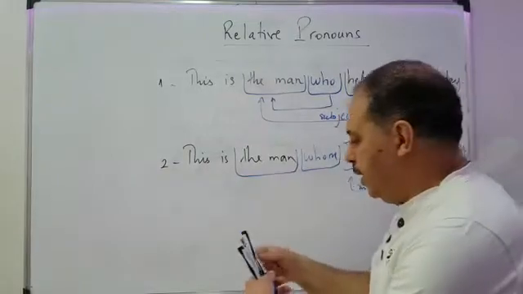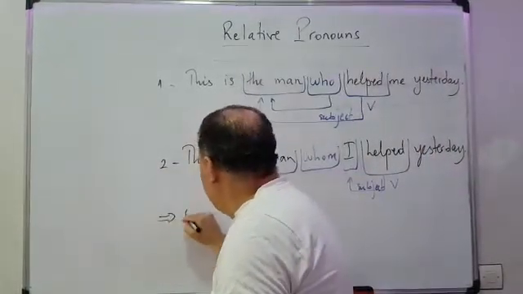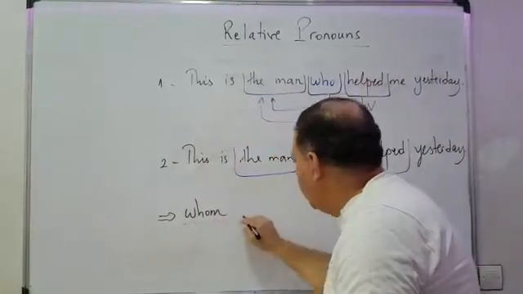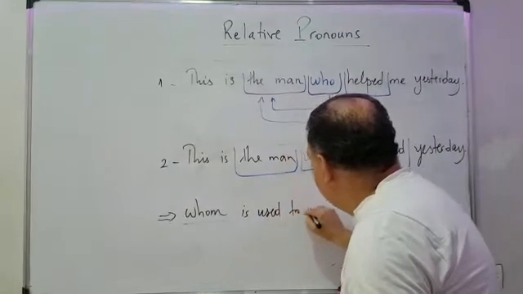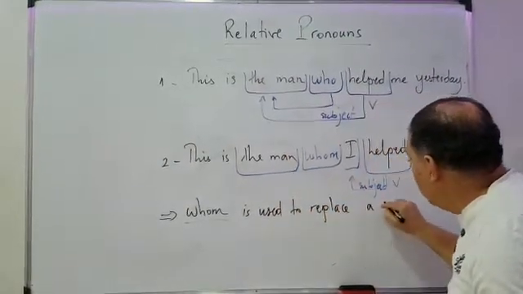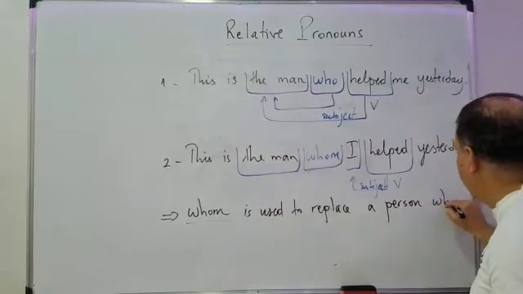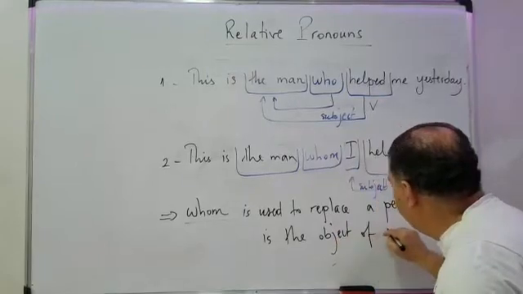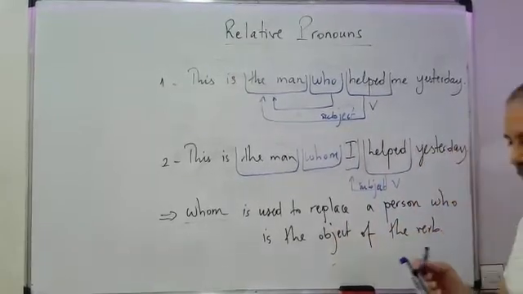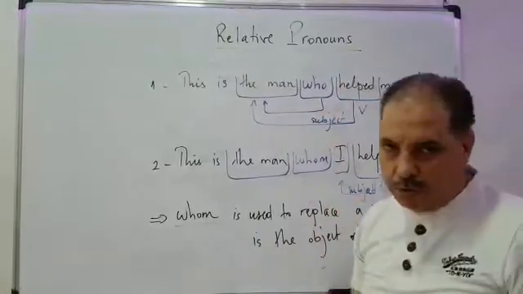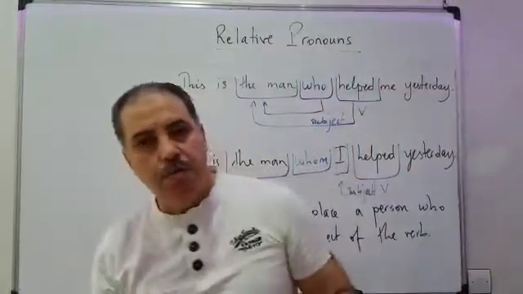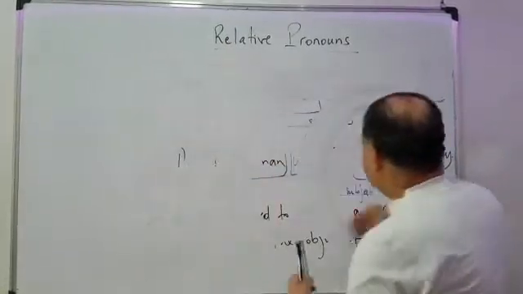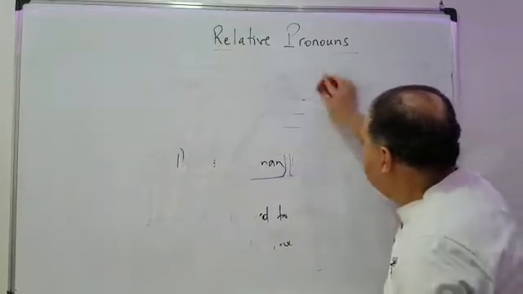So we understand now, la même chose. Whom is used to replace a person who is the object of the verb. Is it clear? So we understand that who is not whom. So who replaces the subject and whom replaces the object. Is it clear? So let's move to another relative pronoun.